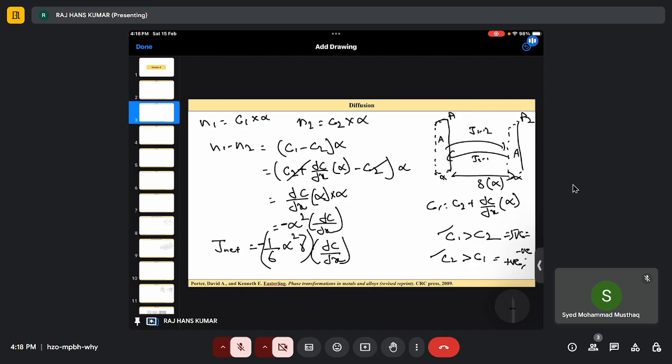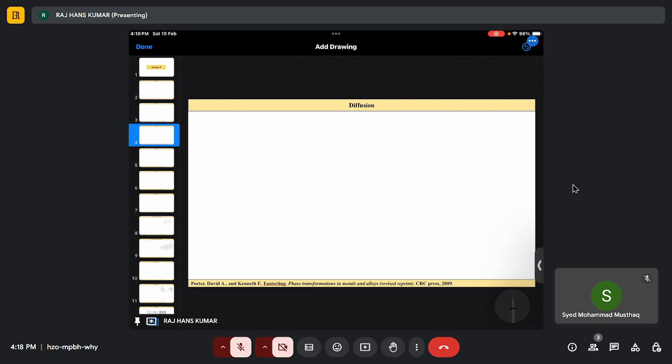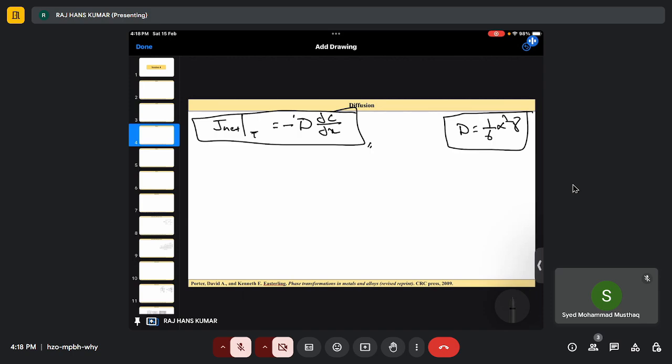The lattice parameter and jump frequency for a given temperature, right? So J net at a particular temperature will be equal to, if I write D as 1 by 6 alpha square times jump frequency, then what is my D? D is my diffusivity, or diffusion constant, and J equals minus D times dou C by dou X. Now this is my Fick's first law, right?